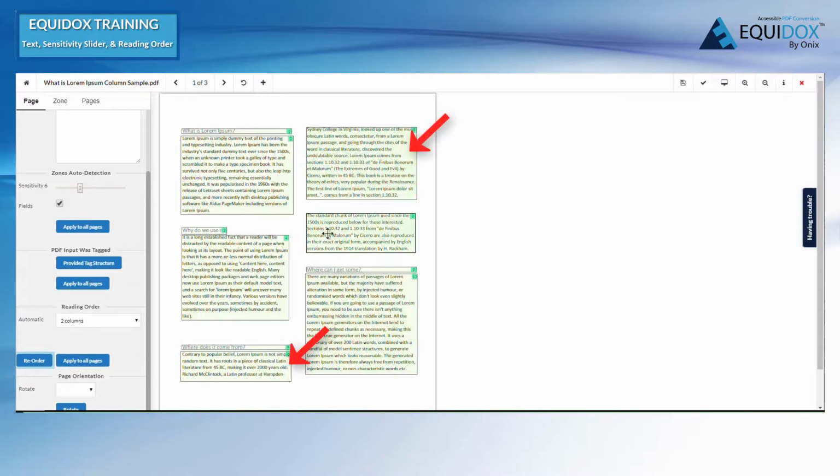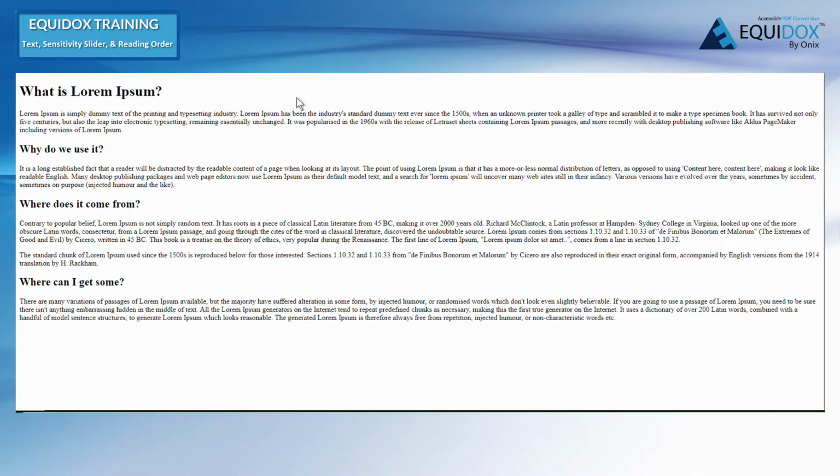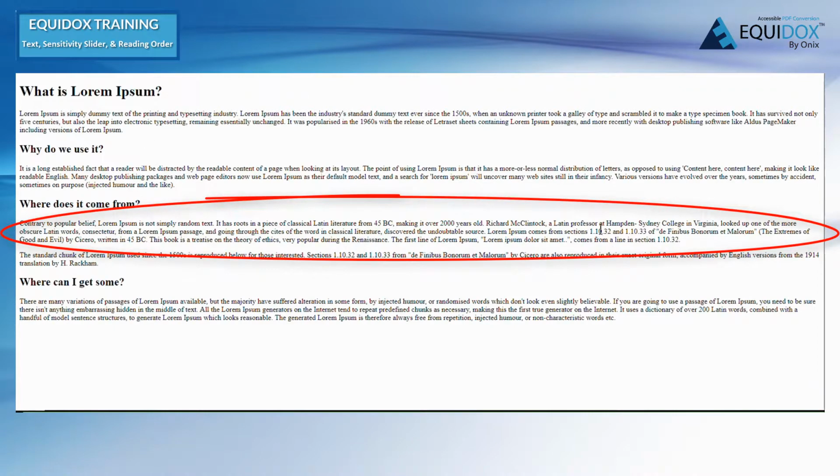However, some text that belongs in the same paragraph is not in the same zone. To correct this, choose the second zone, and then choose Merge from the Text Properties in the Zone tab. Choose Save this layout, and then an HTML preview will show our text in the correct reading order, with all text in the correct paragraphs.